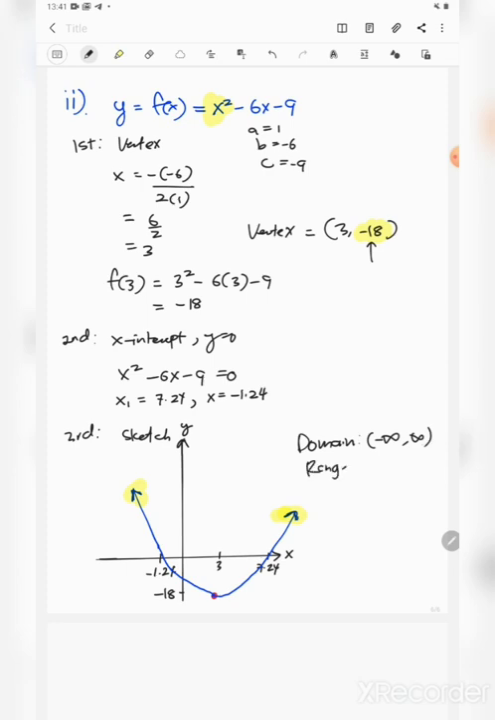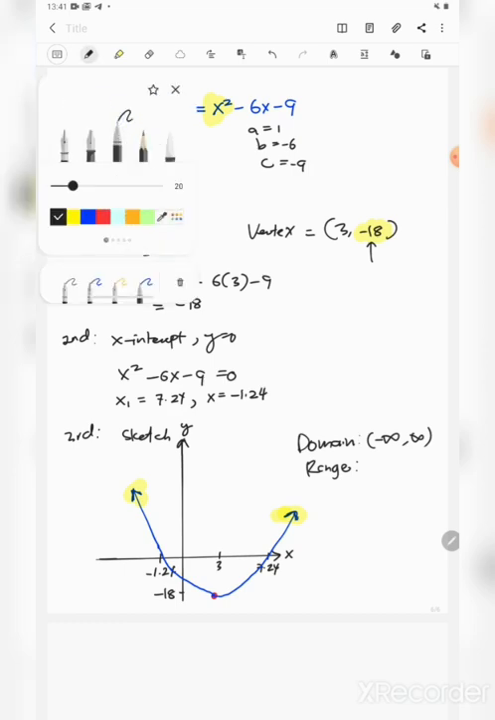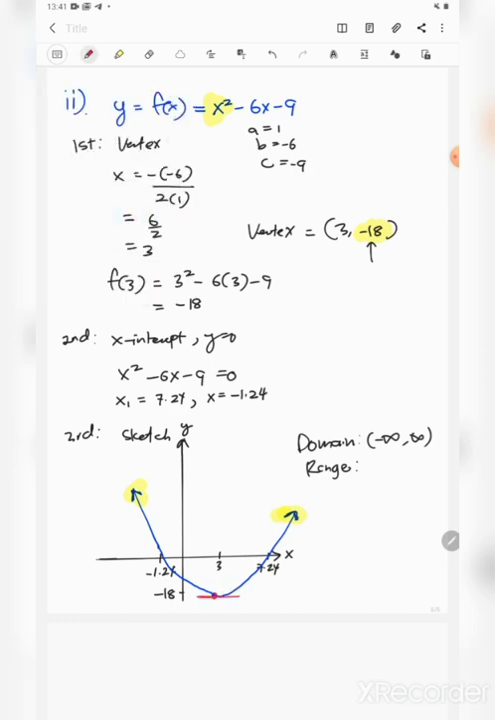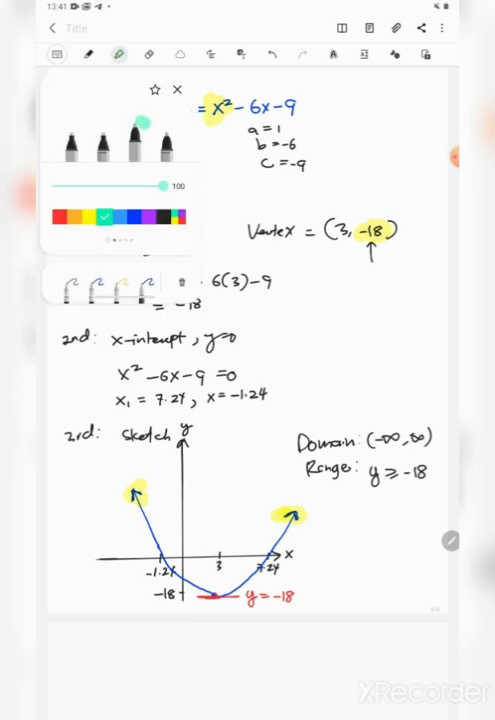How about the range? For the range, this is the lowest limit, where the lowest limit is shown at y equal to negative 18. Negative 18 and above. So we can just write range y greater than or equal to negative 18. Therefore this is the answer for the second example.